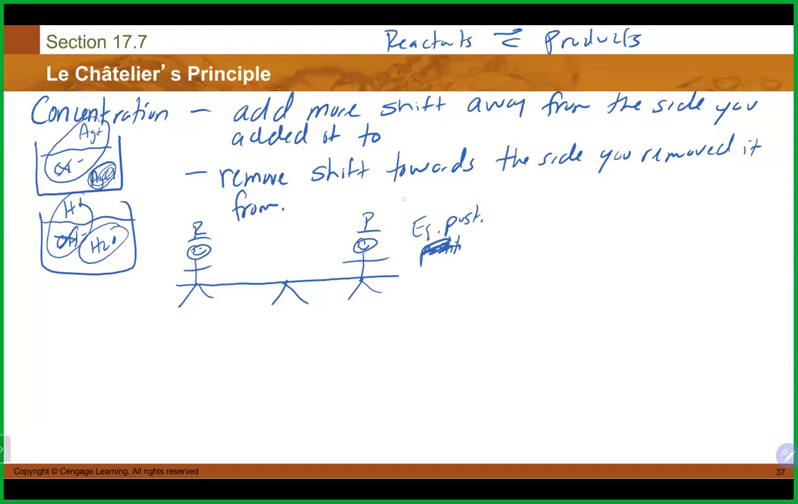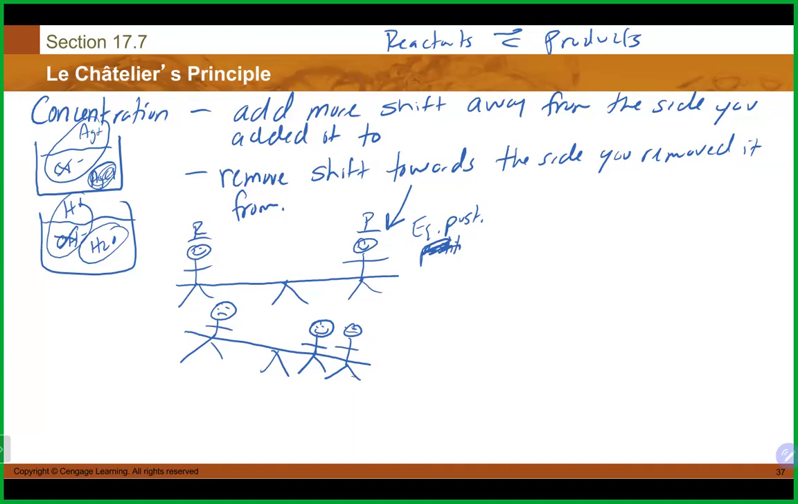And let's just say that we decided to add more products in this case. So somebody hops on the right-hand side here. When that person hops on the right-hand side, this is what's going to happen. And that's not so good for the guy on the left. To fix this situation, do we need more people on the right or more people on the left? Yeah, we need more people on the left, right?